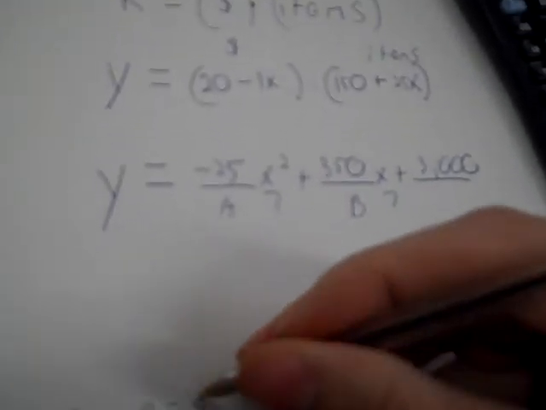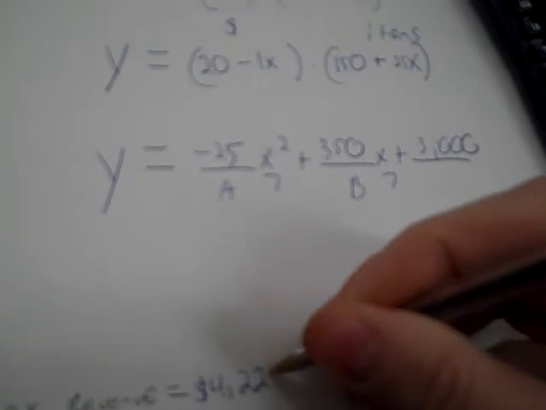Okay, now again, what this means is y is your revenue, so that's how much money, and the x is the number of price changes. So in this case, the price was decreasing, so that would be price decreases. 7 price decreases make my maximum revenue $4,225, and 4,225 is what you want to put down there.